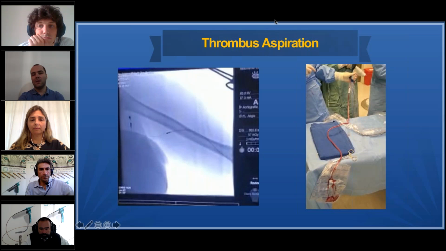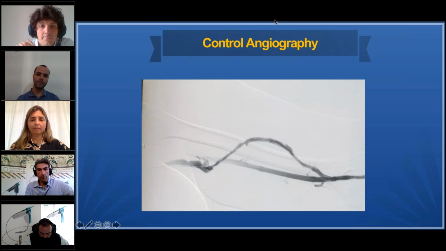This is from a patient with a 31-day-long occlusion. And as you can see, the Rotarex can debulk and you can take the thrombus out very, very easily. It's impressive how you can do it with such a long-standing occlusion.